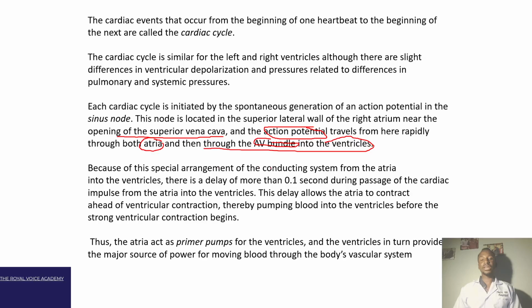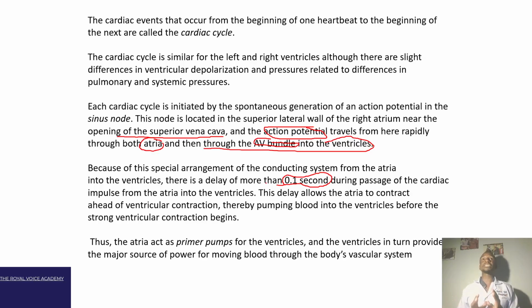So because of this special arrangement of the conducting system from the atria into the ventricles, there is a delay of more than 0.1 second. And this delay is very crucial because you want your atria to contract first, then your ventricles to follow later, so that all the blood that is in the atria is put into the ventricles, and then the valves will close, and then now your ventricles can generate extremely high pressures to pump that blood out.